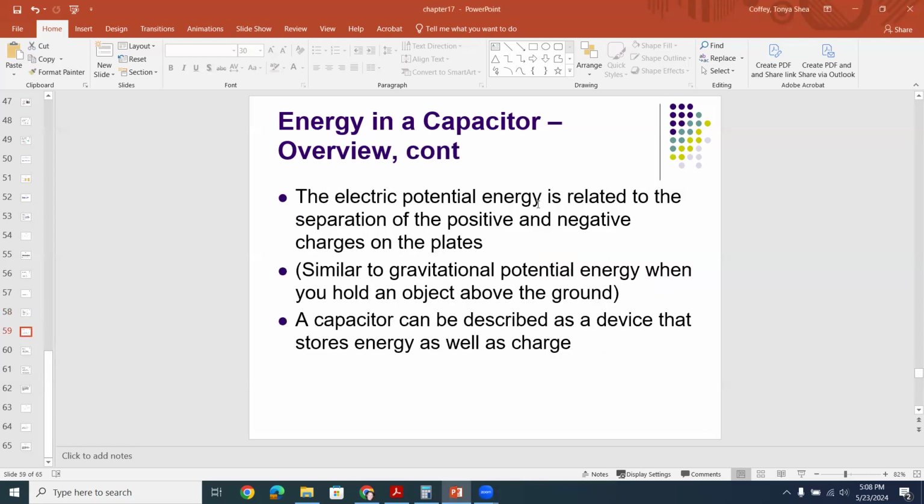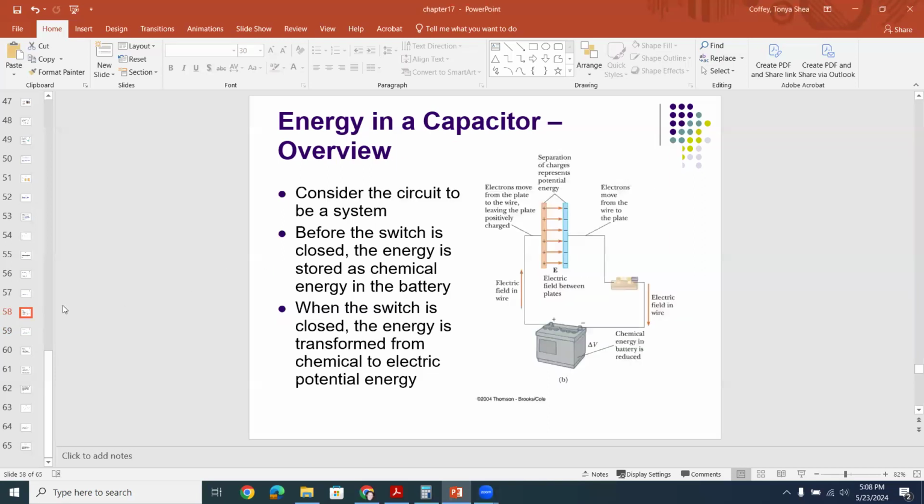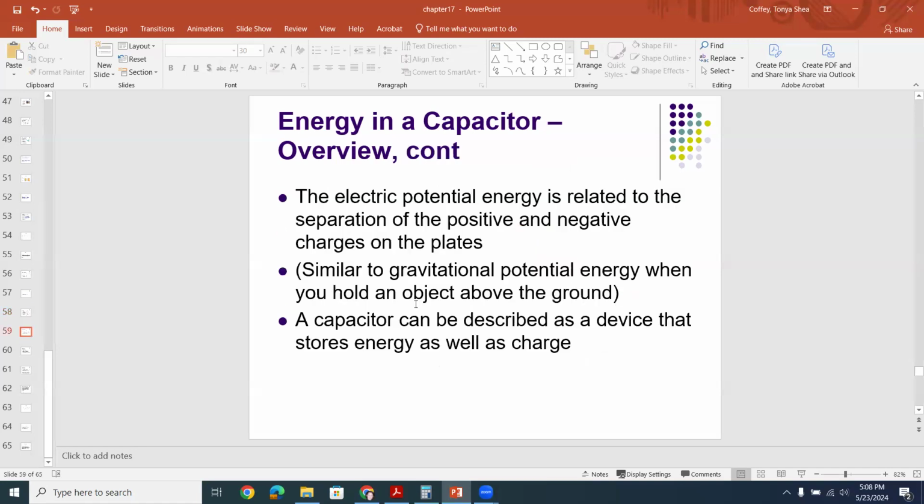If you look at the end result, you start off with chemical potential energy in the battery, and then you end up with an electrostatic situation where the capacitor is fully charged and the voltage between the capacitor plates equals the terminal voltage of the battery. So 12 volts and 12 volts, then nothing's moving anymore. And so you've converted chemical energy to electric potential energy at the end point. I hope that makes sense.